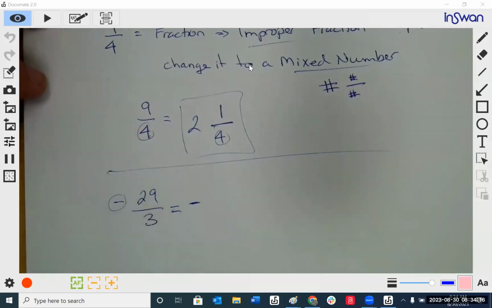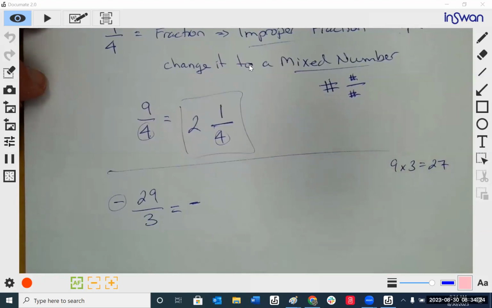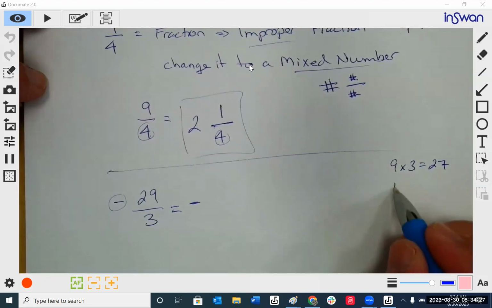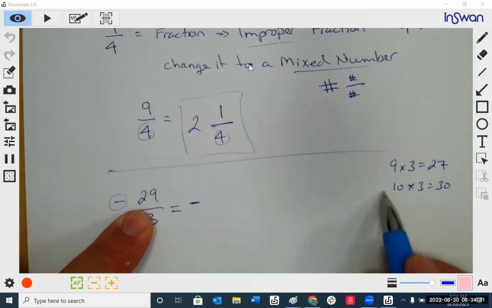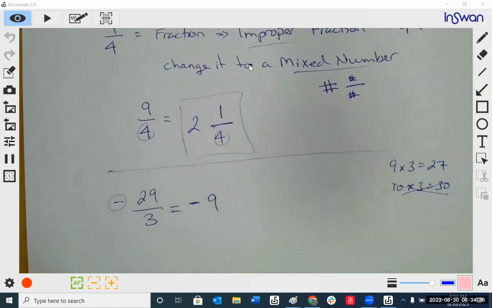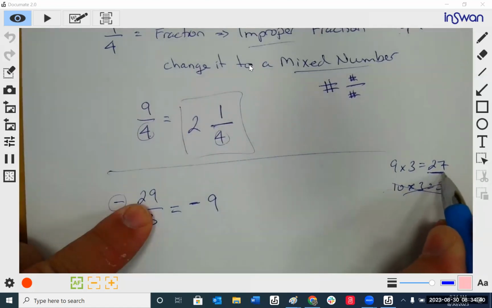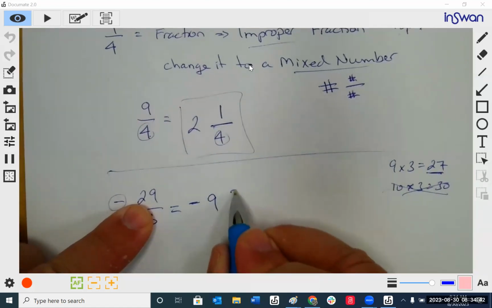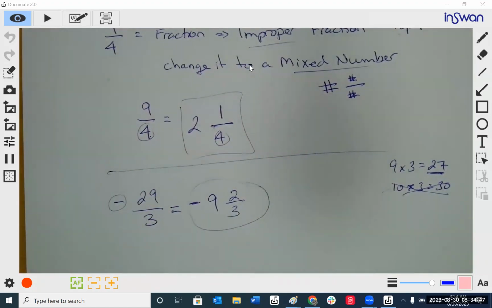How many times does 3 go into 29? Yeah, 9 times 3 is 27. 10 times 3 is 30. That one's too big, so it has to be 9. So we know it goes in there 9 times. What's the difference between 29 and 27? We have 2 left over. And there's your answer. There's your converted form.